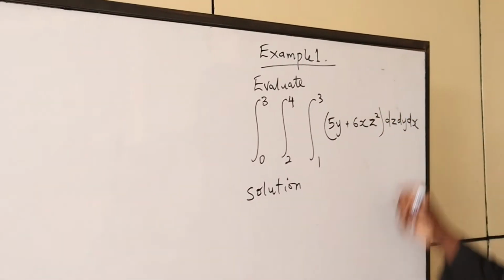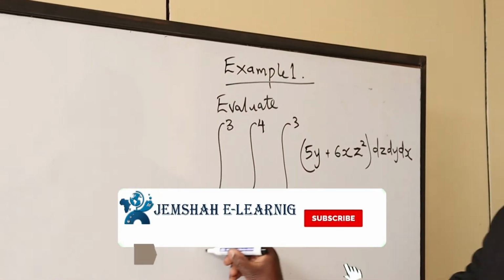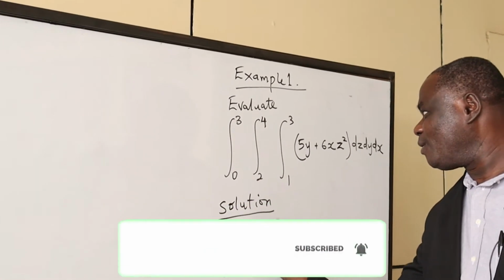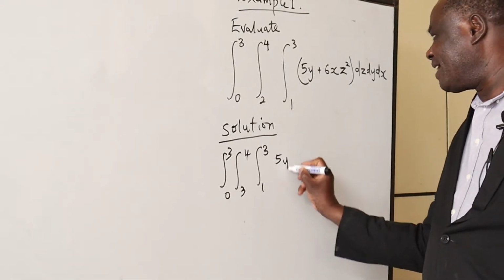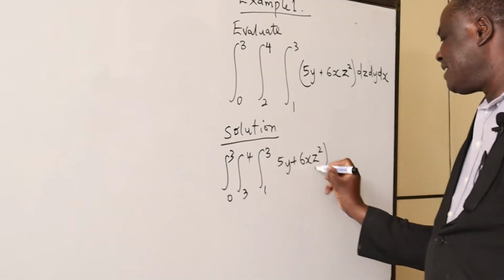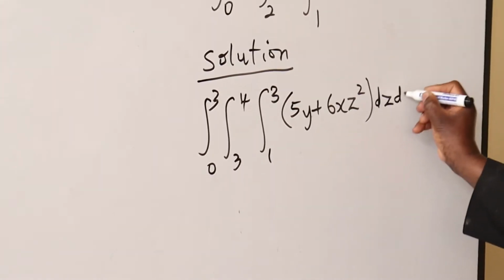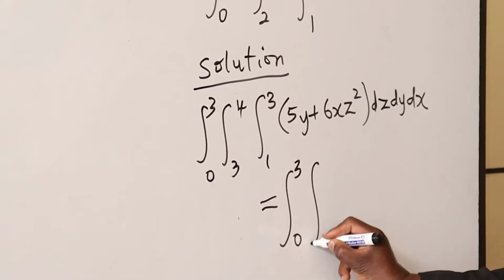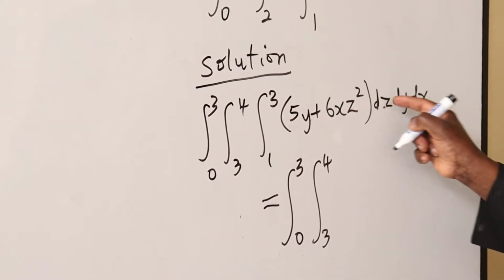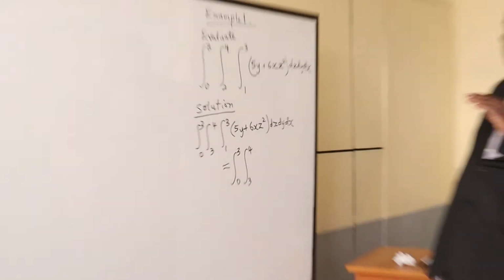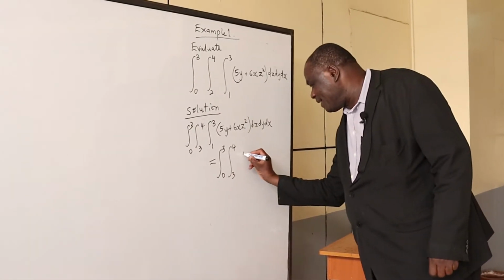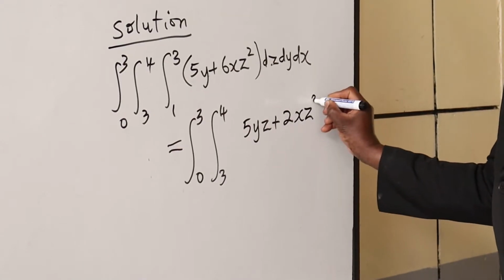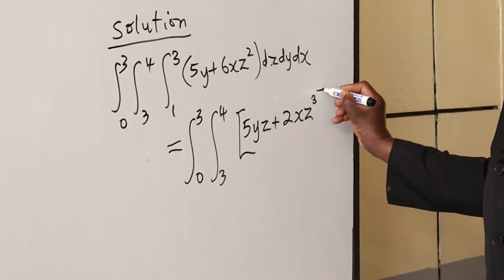So in example 1, you are given such a triple integral to evaluate. In our solution, the integral from 0 to 3, from 3 to 4, from 1 to 3 of (5y plus 6xz squared) dz dy dx will be equal to the integral from 0 to 3, from 3 to 4. So we are integrating this function with respect to z, that is, we are keeping both x and y constant. This will give us 5yz plus 2xz cubed, and then we input our limits 1 to 3.